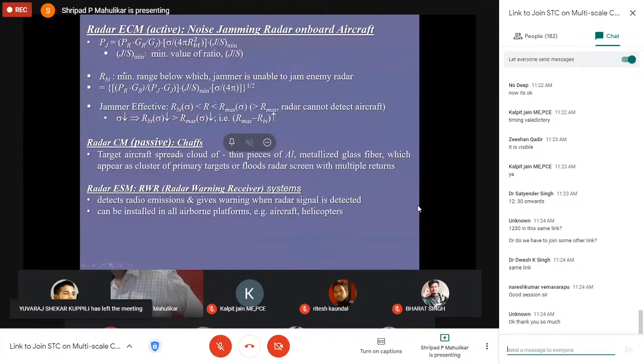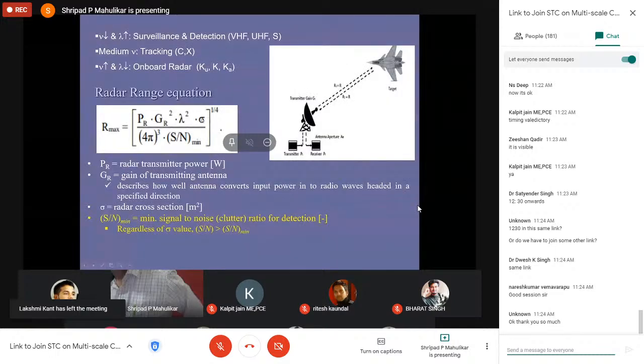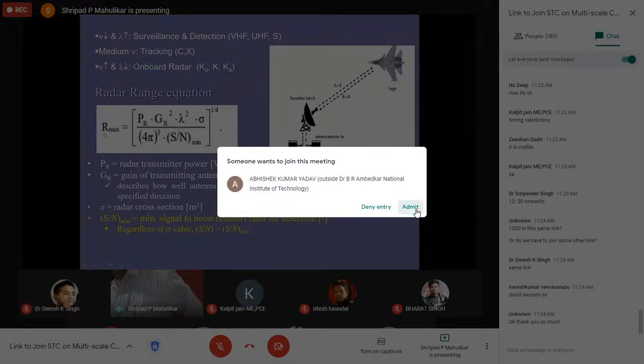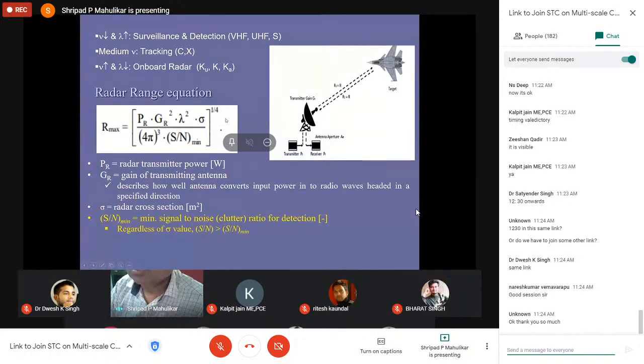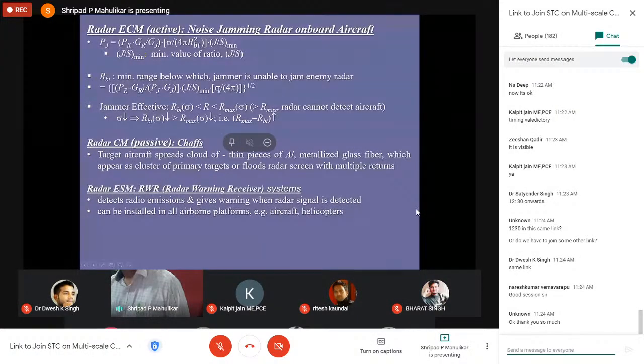Now let us compare. Without going into too many details of each and every term, as there is not enough time for this analysis, if we take a look at the relation between the burn through range and the radar cross section, and the radar range and the radar cross section, as we have seen in this slide, the radar range is proportional to the 1/4 power of the radar cross section, and the burn through range is proportional to the square root of the radar cross section. Which would mean that RCS reduction is even more effective in the presence of active radar electronic countermeasure using a noise jamming radar on board an aircraft.